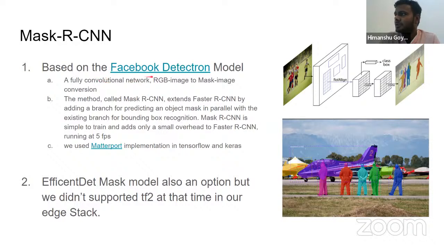But the one model that we used was Facebook Detectron. Basically, the crux of the model is that it uses a Faster R-CNN as a backbone. And what advancement it has made is that, other than a class box, which tells which class the object belongs to, it also has a convolution branch that converts the image to a mask. Like here in the image, it is exactly telling where the people are, and it does image to image conversion. And other than that, it also gives us the class bounding boxes.